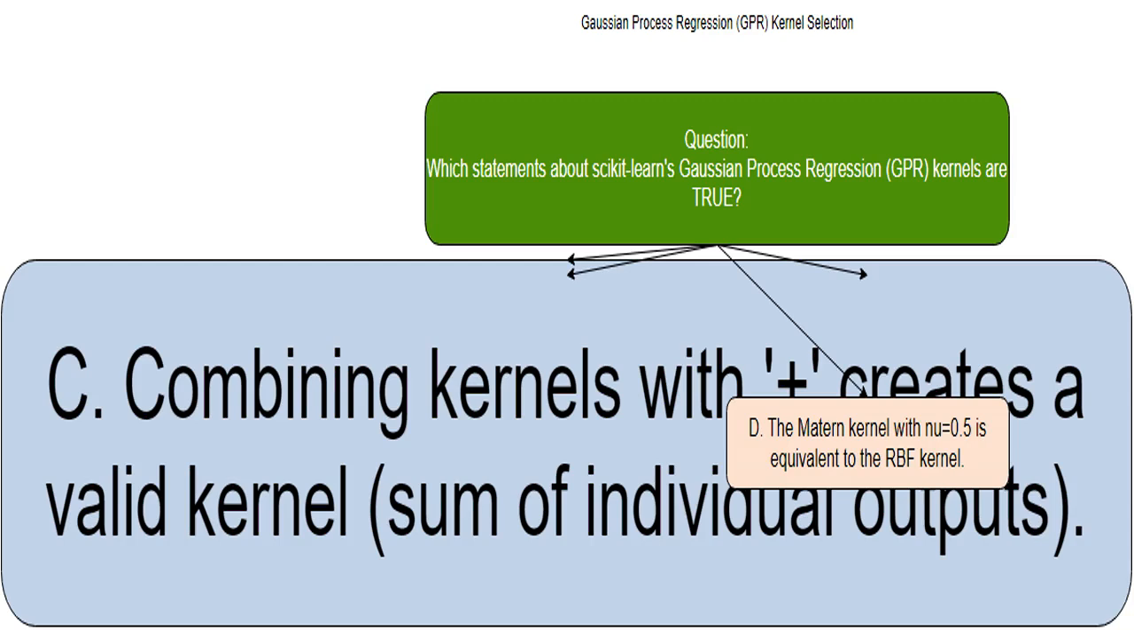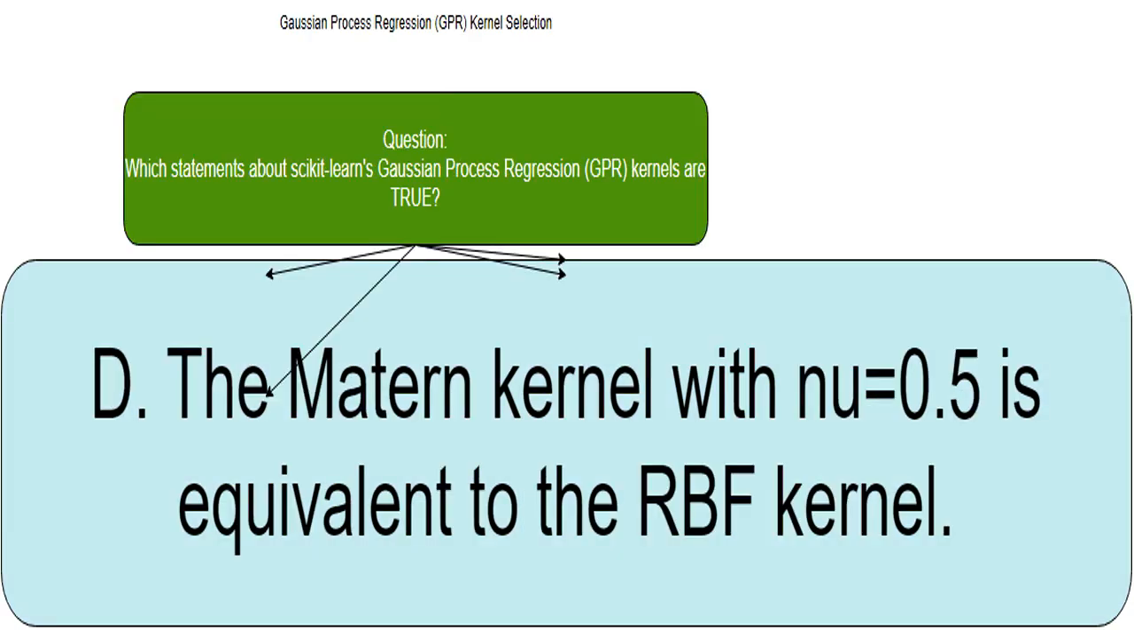In scikit-learn, adding kernels using the plus operator results in a new, valid kernel, whose output is simply the sum of the outputs of the individual kernels. It's a straightforward way to combine kernel functions. I will tell you that this is a false statement. While the Matern kernel approaches the RBF kernel as its parameter nu goes to infinity, they are different for nu equals 0.5. They have distinct mathematical formulas.